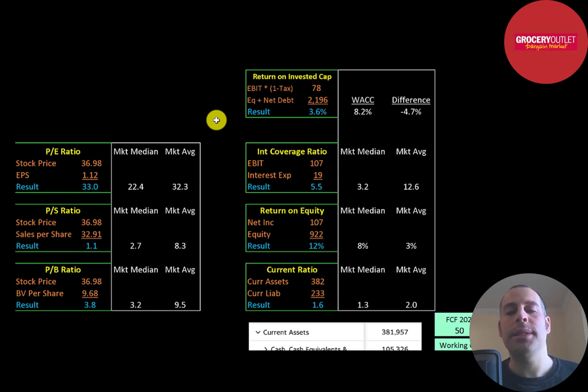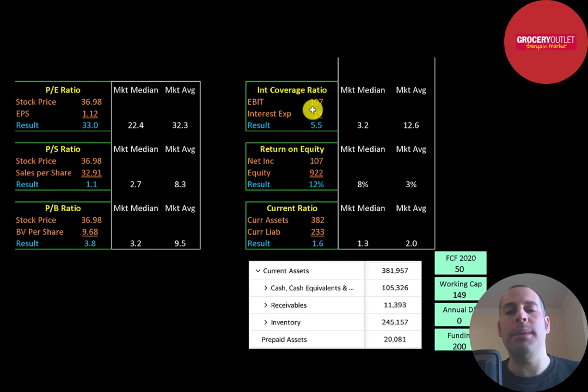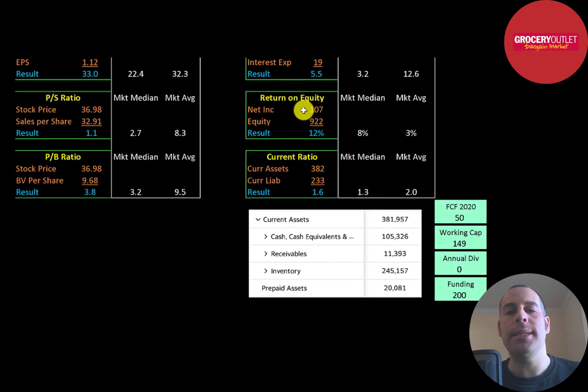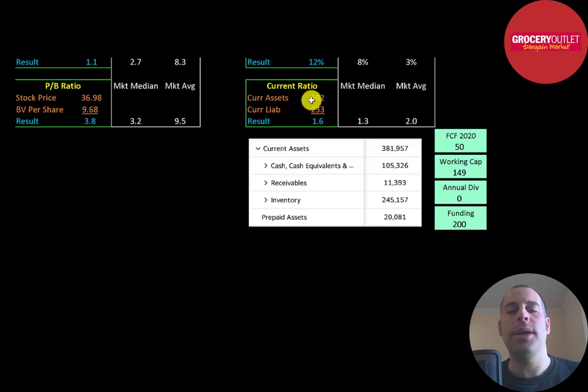Interest coverage ratio, EBIT over interest expense, they're at 5.5, so they can easily cover their interest payments. ROE is net income over equity. They have a 12% ROE, which is better than the median average. Current ratio, current assets over current liabilities, they're at 1.6, so they have a good current ratio.